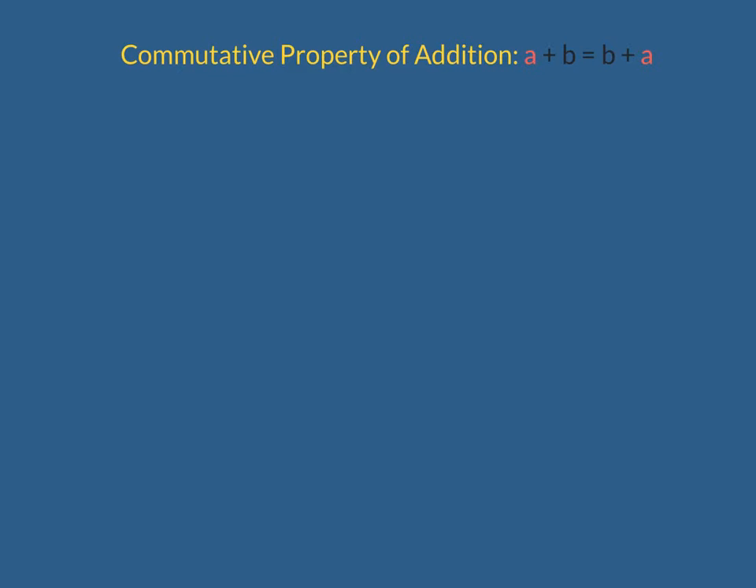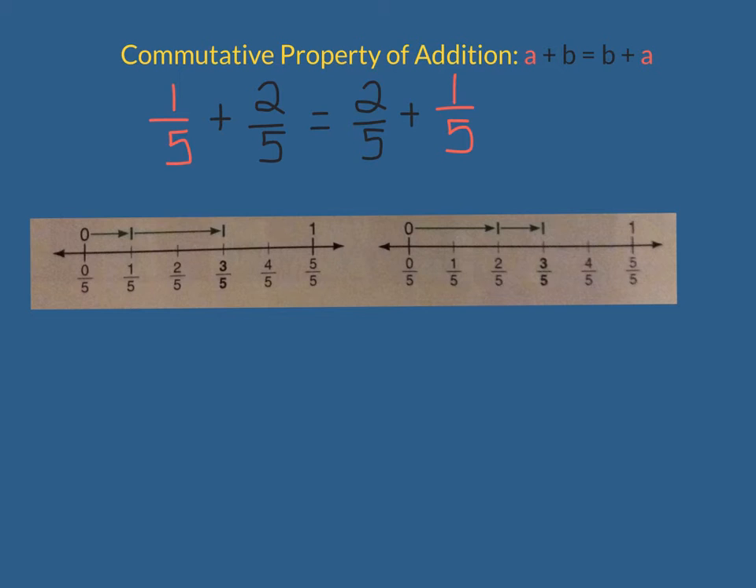The first one we're going to take a look at is the commutative property of addition, which says a plus b equals b plus a. So we can also use that for fractions. So we can use that with 1/5 plus 2/5 equals 2/5 plus 1/5. We can see that on this number line. So here we have 1/5 plus 2/5. That gets us right here to 3/5. Over here, we start off with 2/5 and we add one more fifth, and that got us to the same place, 3/5.